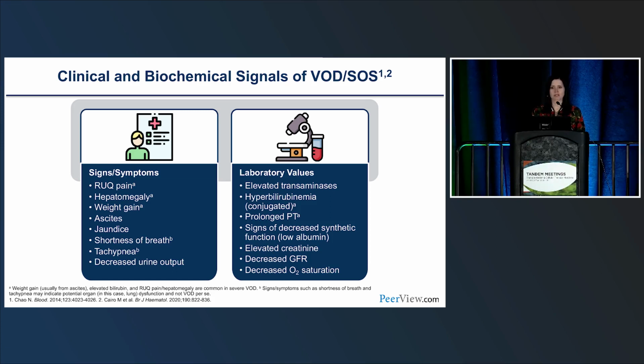Just one comment about this, because I know we are a mixed audience of adults and pediatric patients. They may present very differently in pediatric patients who are smaller, have smaller reserve, and have more pulmonary symptoms early.